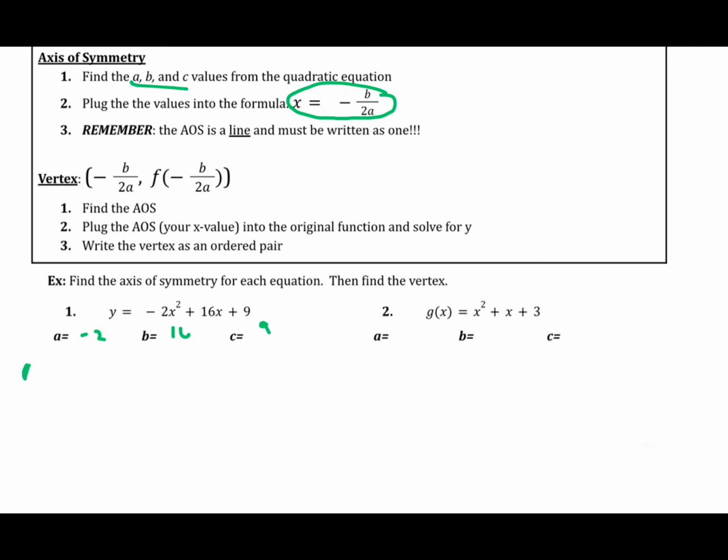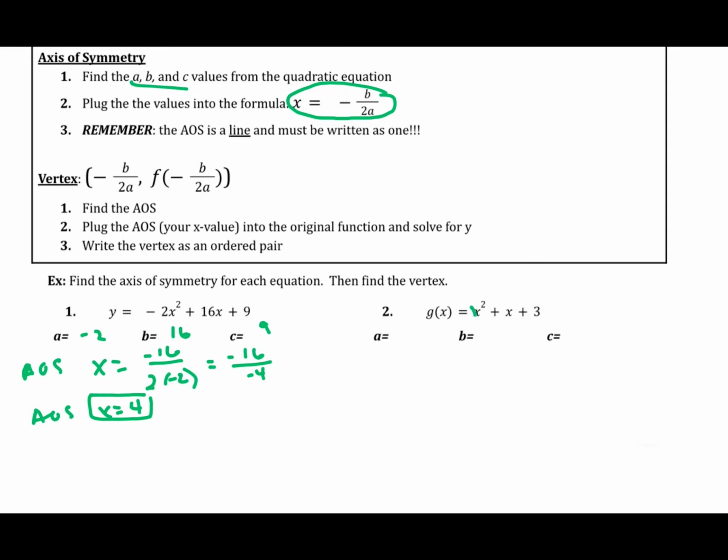Now, to find the axis of symmetry, x equals the opposite of b. In this case, b is 16, so the opposite of 16 is -16, over 2 times a, and a is -2. So this is -16 divided by -4. The axis of symmetry here is the line x equals 4.